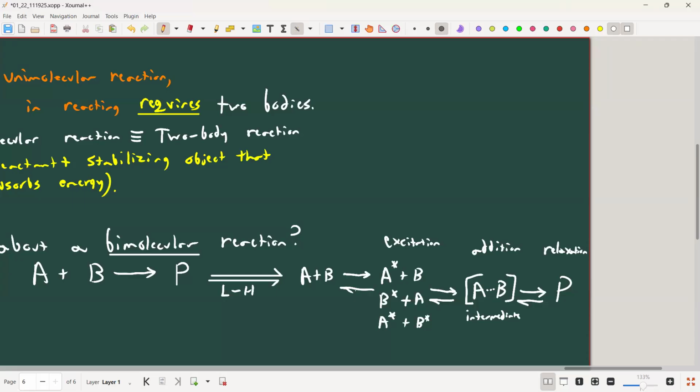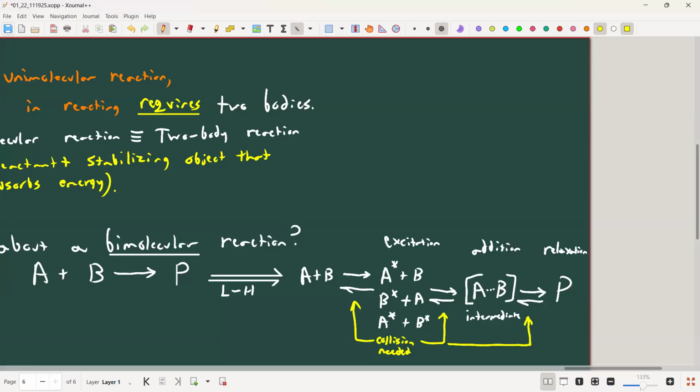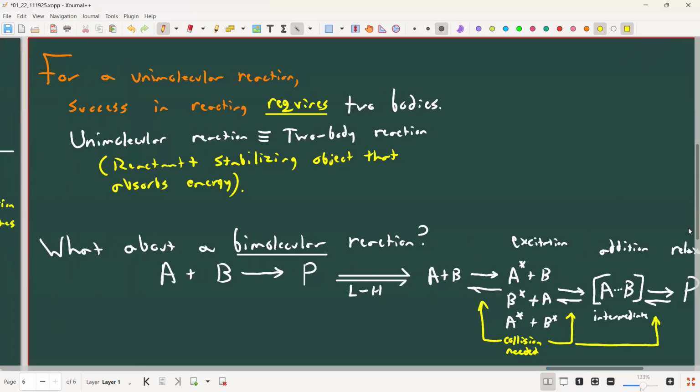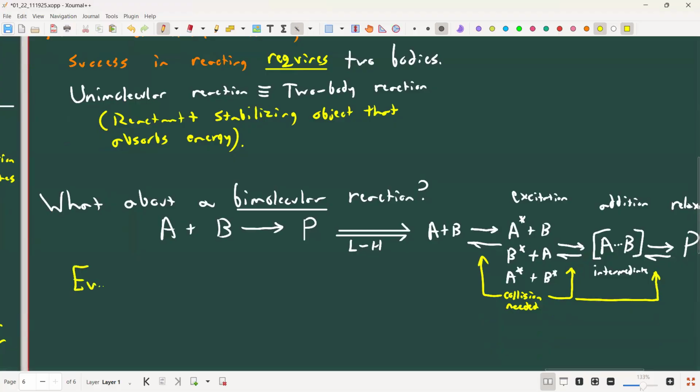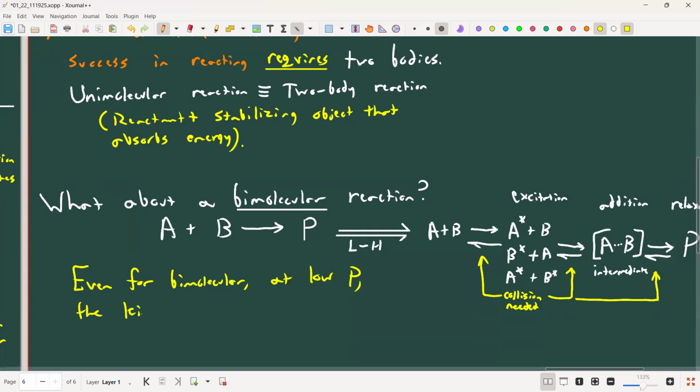Where are collisions needed in this process? Well, you definitely need a collision here. I mean, you need them to collide here as well. And you need a collision there as well to relax. So nothing has changed, even at low pressure, even for a bimolecular reaction. At low P, the kinetics demand a steady collision partner.